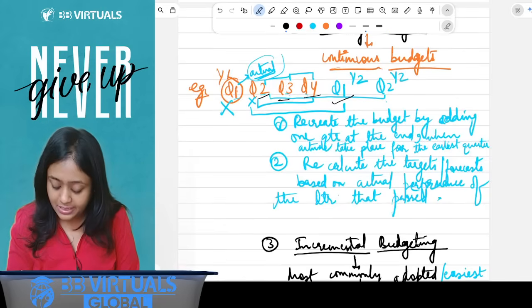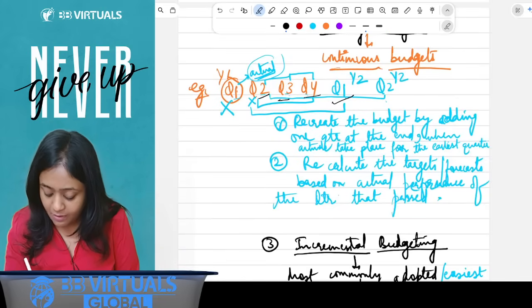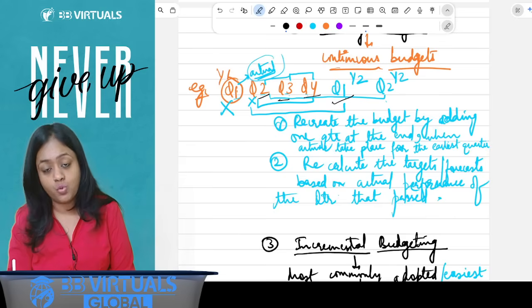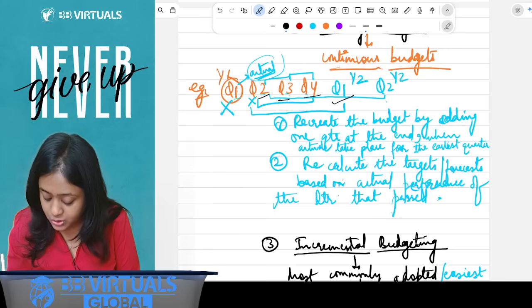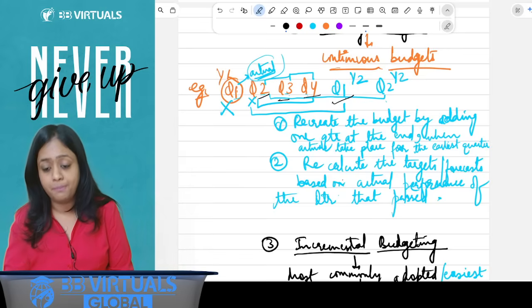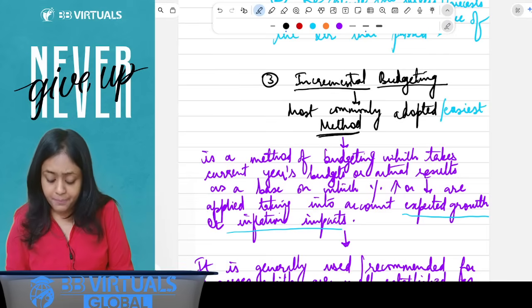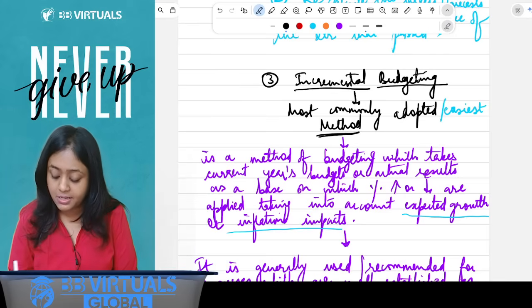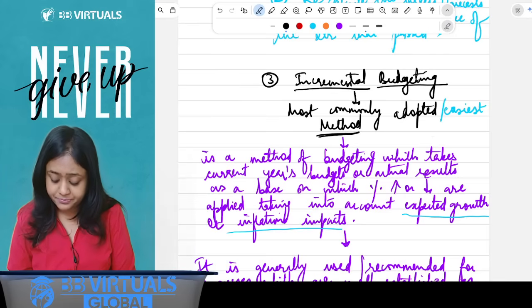So now here I've given the steps in summary. Recreate the budget by adding one quarter at the end when the actual takes place for the earliest quarter. Recalculate the target or the forecast based on the actual performance of the quarter that just got completed. Next is incremental budgeting. That's a simple approach, the most commonly adopted and the easiest method for budgeting.